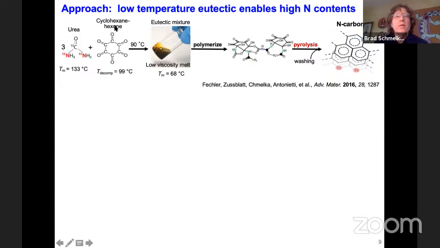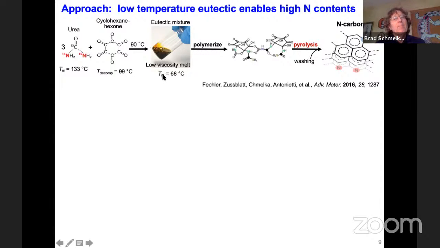The more interesting compound, this precursor, is cyclohexane hexone, and this has a cyclohexane ring, but with these double bond oxygens coming off each of the vertices. These aren't obviously good candidates because the urea melts at 133 degrees Celsius. The cyclohexane hexone is not a very stable molecule and it decomposes at only 99 Celsius.